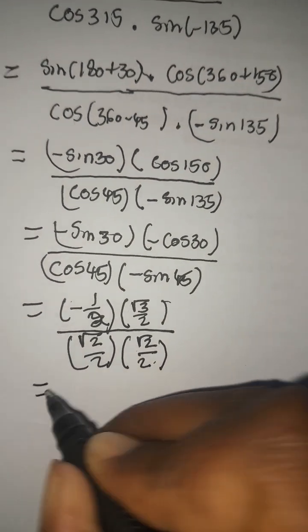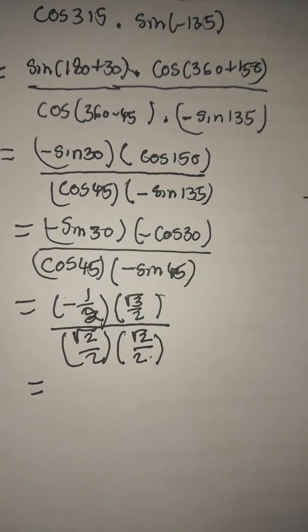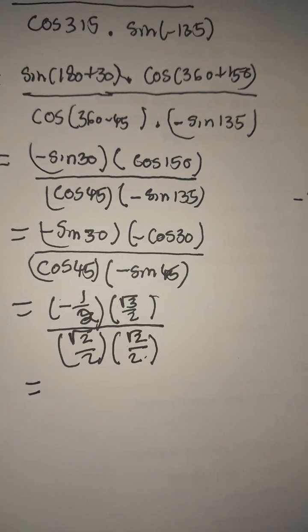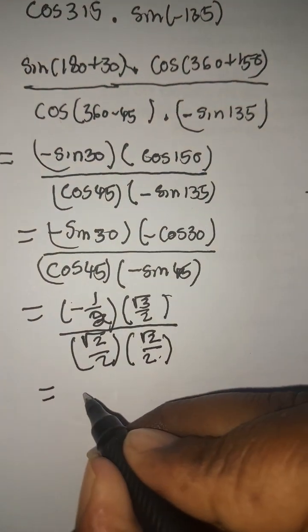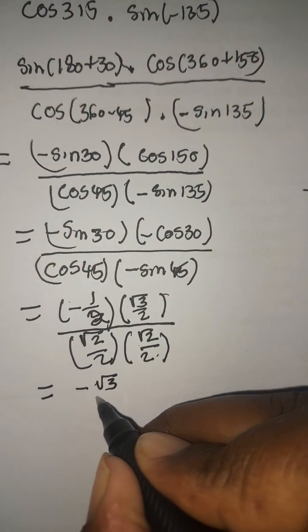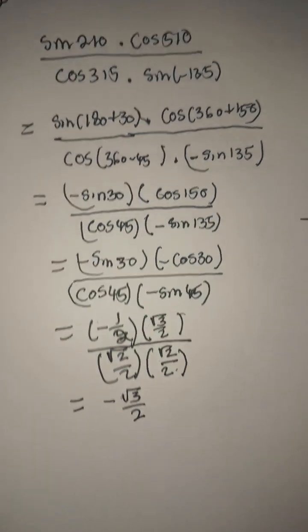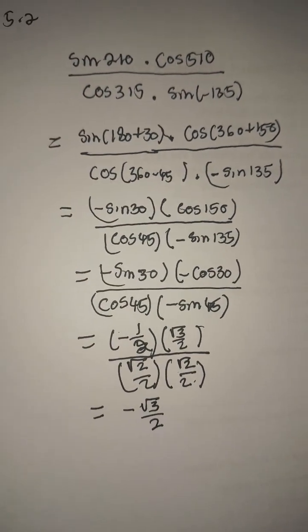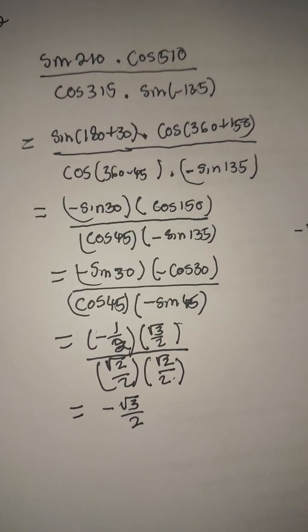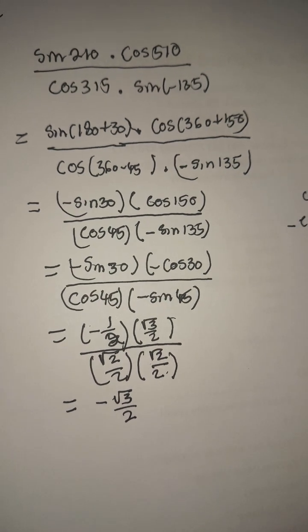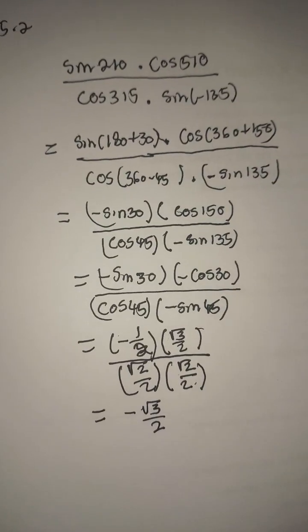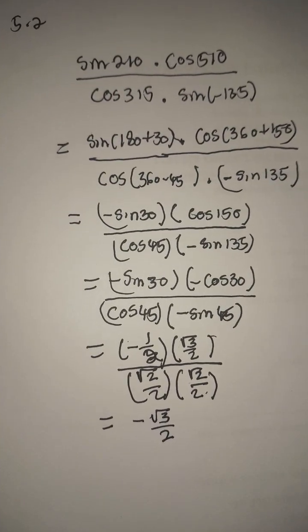Then let's punch our calculator. If we punch our calculator, we get negative root 3 all over 2. So that's the solution, guys, in this case. Hope this was helpful. That was 5.2. Let's go to 5.3 then.